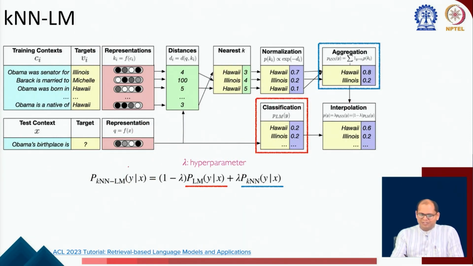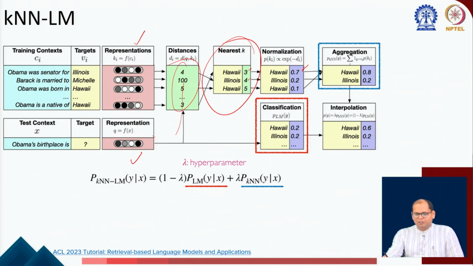So, you have these vectors in the database and also your current representation. Now, you find the distance or similarity. Let us say these are your distances between all the representations and the current representation, and you find the top k from here. This is lower the better. You normalize them, with something like e to the power minus the distance, and convert into a probability distribution. So, you get 3 tokens: Hawaii, Illinois, and again Hawaii. You aggregate them, so you get something like 0.8 and 0.2 for Hawaii and Illinois. That is the distribution that you are getting.